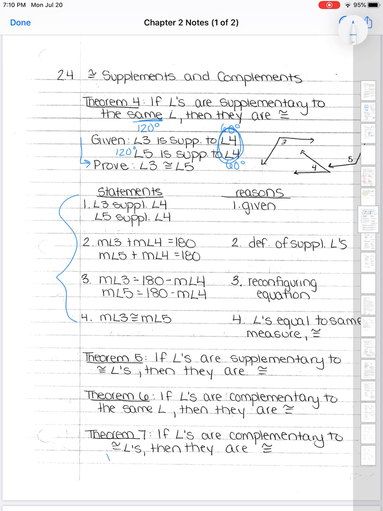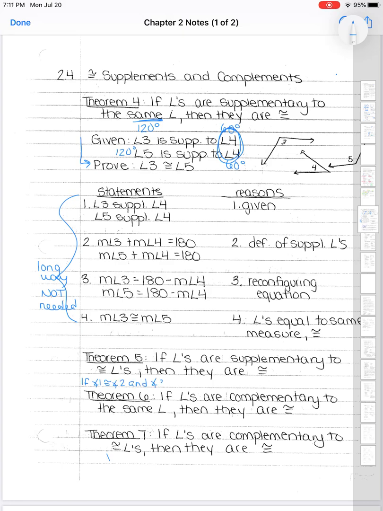If you threw numbers in there, let's say we made angle 4 60 degrees. Well, if they're supplementary, they add up to 180. So if 4 is 60, that means 3 has to be 120. If 4 is 60, that means 5 has to be 120, which just supports our conclusion that 3 and 5 have to be congruent to each other. So again, this is the long way, and this is not needed. You don't need to do this.